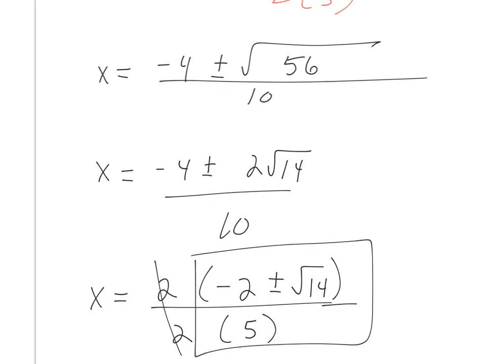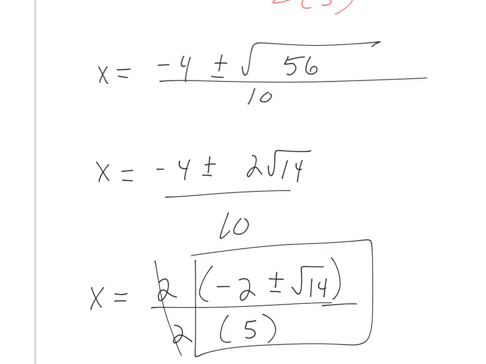What does that mean? Plus or minus, what does that mean? When you see plus or minus? Look. It could be. Yeah. Your answer is going to be, ready? Negative 2 plus root 14 over 5. That's one answer. And then negative 2 minus root 14 over 5.